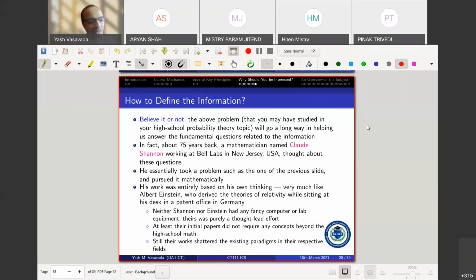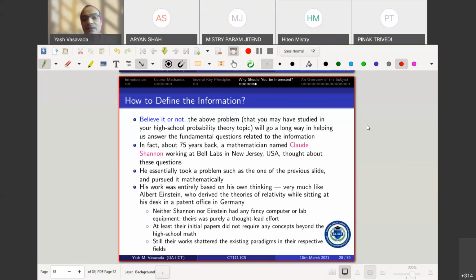So that is what people tell about Einstein's theories, and nowadays even about Shannon's theories, that to understand those theories, it is as if you are in a thought paradise. Basically, all that you need is your brain and maybe pencil and paper. And what is really amazing about both of their papers, Shannon's paper and Einstein's paper, is that it didn't require any concept beyond high school math.